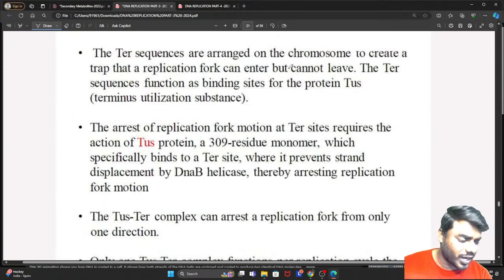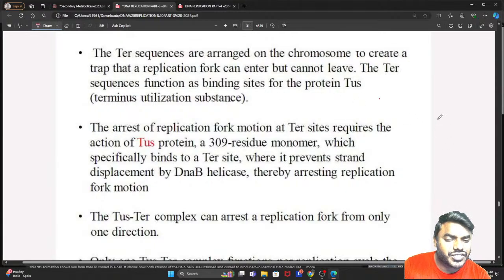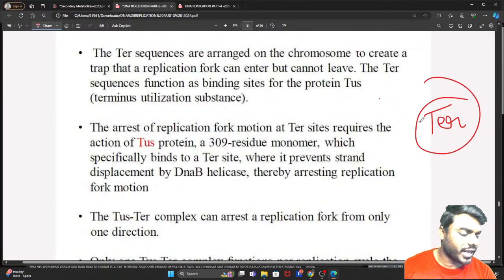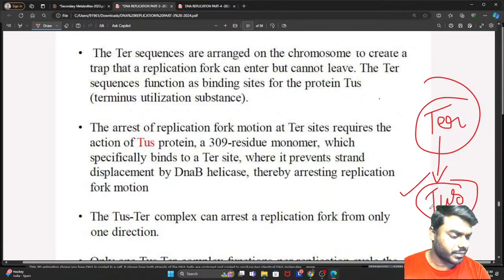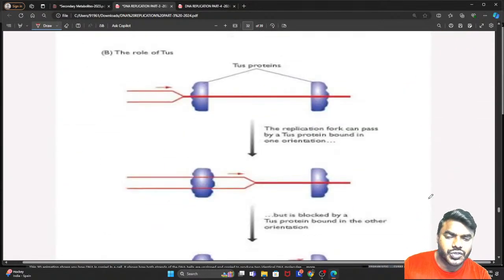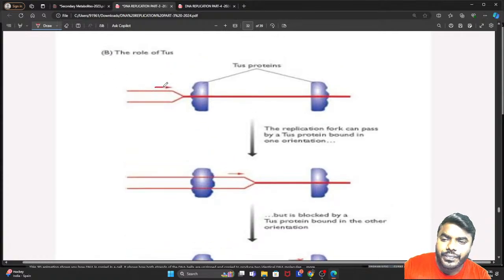But what I told all of you just now, if these termination sites want to be active, what do they require? If the termination sites want to be super active, they compulsorily require a protein. What do we call that protein, friends? Tus protein. We call it what protein? Tus protein.